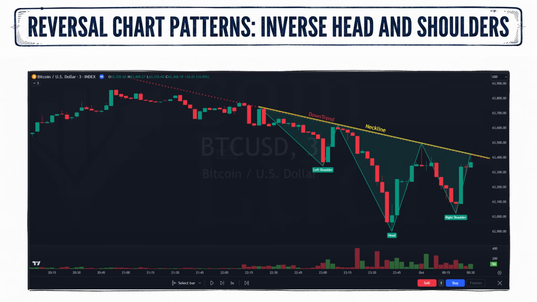The pattern remains incomplete until price breaks above the neckline, which is drawn across the highs between the 3 troughs. As long as price remains below this resistance level, the bearish structure has not yet been broken. Once price closes above the neckline, buyers demonstrate greater strength, increasing the probability of a bullish reversal.